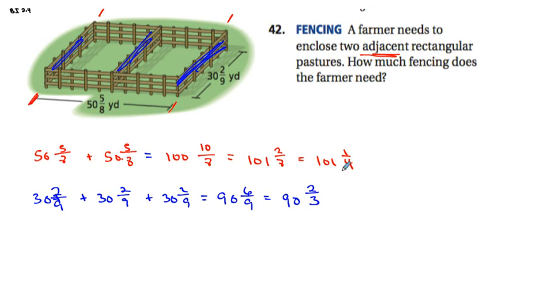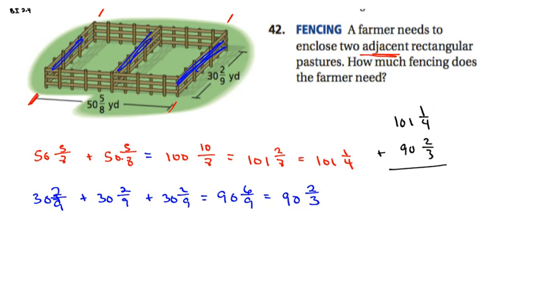So now I have 101 and 1/4, 90 and 2 thirds, and I need to take these two numbers and add these two numbers. So I'm going to write those down on the side here. So I got 101 and 1/4 plus 90 and 2 thirds.